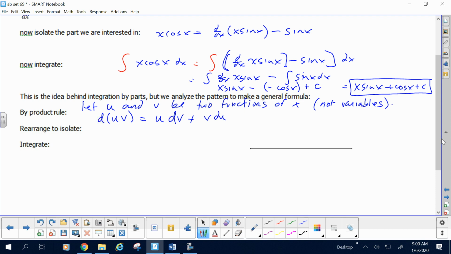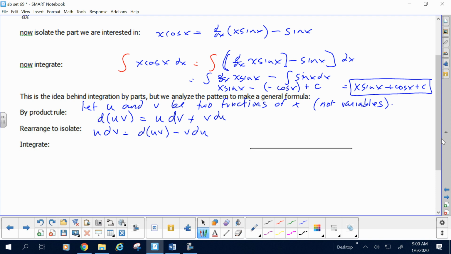Okay. Now, we rearrange a little to isolate u dv. x cosine of x is kind of what we looked at here. Well, that's what u dv was. So if I isolate this, then don't I subtract v du? So the derivative of the product minus v du is u dv.